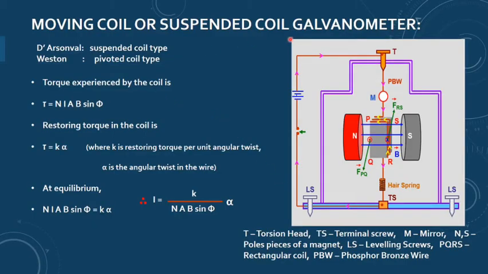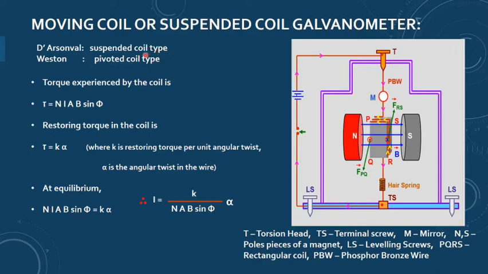In the moving coil galvanometer, which we use in various experiments like the Wheatstone bridge or the potentiometer experiment, the galvanometer is a device used to find very small values of current. Even a small current in milliamperes can be detected by the galvanometer. The galvanometer goes under two names. One was given by D'Arsonval, the suspended coil type galvanometer.